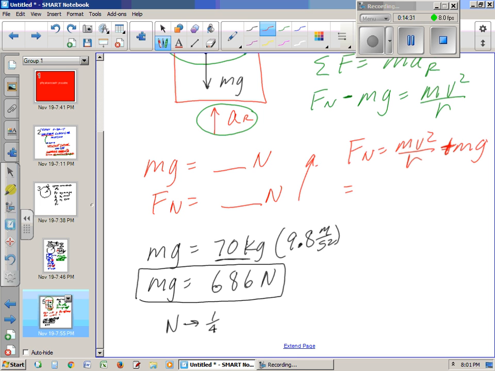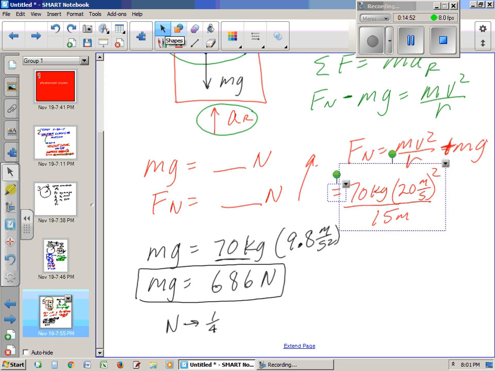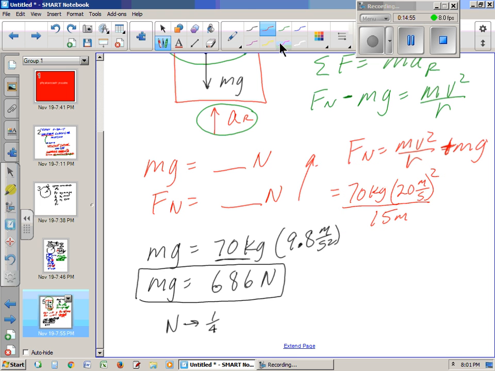We have 70 kilograms, and let's say that the roller coaster is going 20 meters per second, and let's say the radius of that turn is about 15 meters, and I'm going to have to move this over a bit, and let's add the mg on. Normally we would say plus mg and substitute the values, but because you already calculated it down here, let's just pop that number into the problem. So when we do this calculation, get your calculator and see what you get.